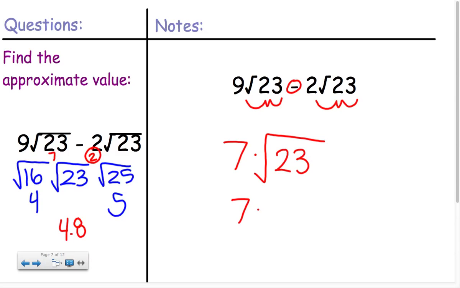So 7 times 4.8. Put the 4.8 on top and the 7 on bottom. 8 times 7 is 56. 4 times 7 is 28, plus 5 is 33. Move my decimal 1 spot. So 33.6.